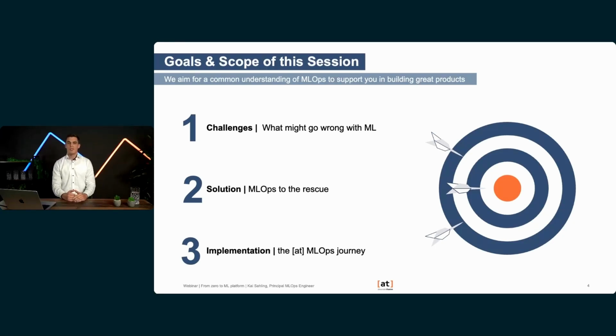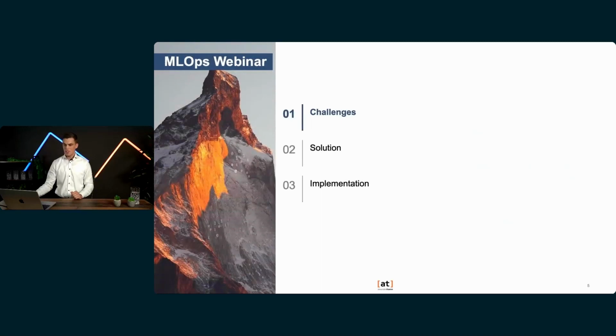Second, I want to talk about the solutions and how MLOps helps us to fix these issues, to tackle the challenges. And third, the most important bit, that will be the second half of my talk: how to implement these solutions. So how do we implement the MLOps best practices to easily bring models into production? That implementation is called our AT MLOps journey. It's a stepwise approach. I will show you 4 steps, starting from literally zero infrastructure to get to a very mature setup.